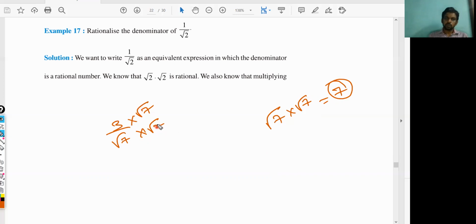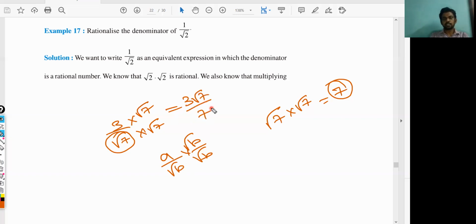So what I am doing is multiplying and dividing the numerator and denominator by the irrational number which is in the denominator itself, right? If it is a by root b, I'll multiply by root b and divide by root b. So this is how it goes, right? So this becomes 3 root 7 divided by root 7 into root 7, which is 7.